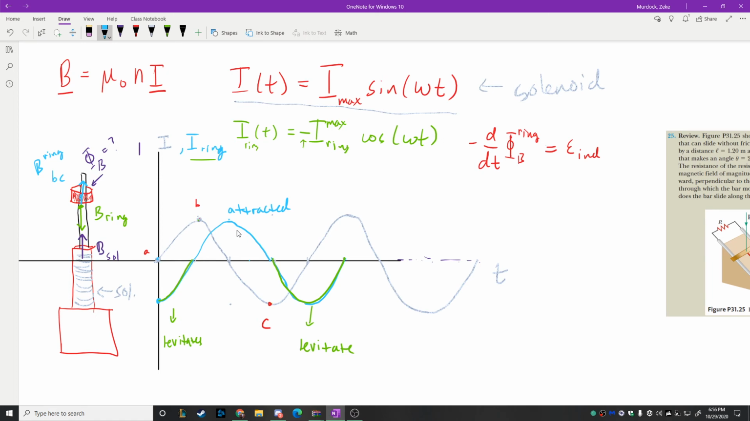So, to put this in simpler terms, that ring is being pushed between A and B, and then it's being pulled between B and C, and then it gets pushed again. It's being pushed and pulled and pushed and pulled. Like a tug-of-war, kind of. Half of the time it's levitating, and half of the time it's attracted. But yet, you saw what happened.